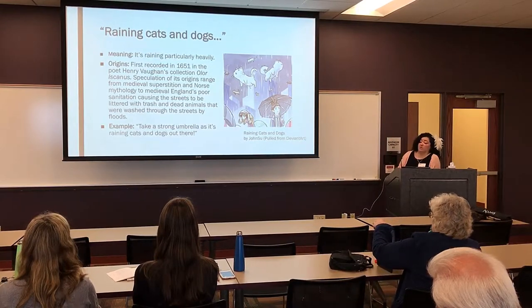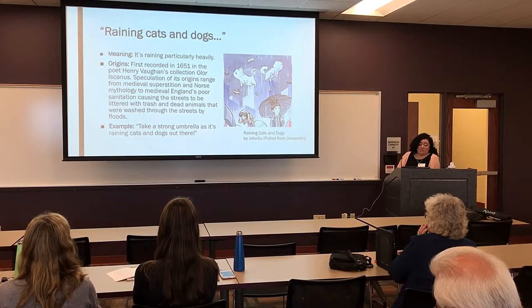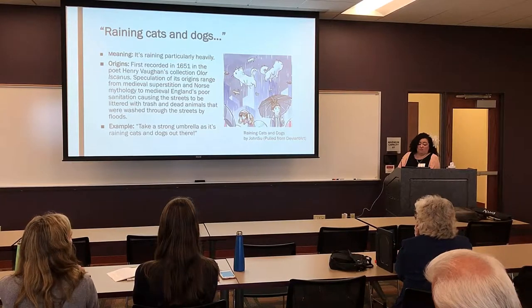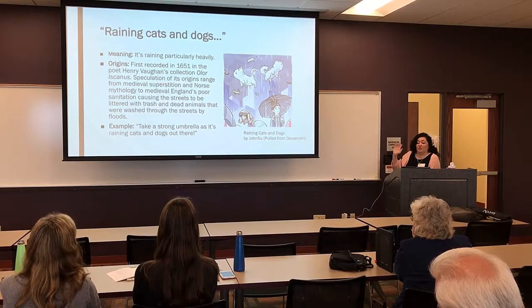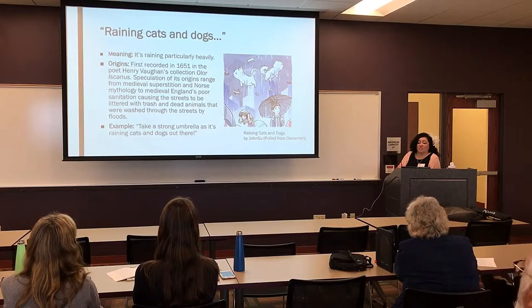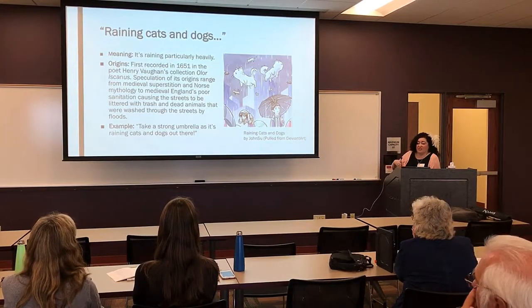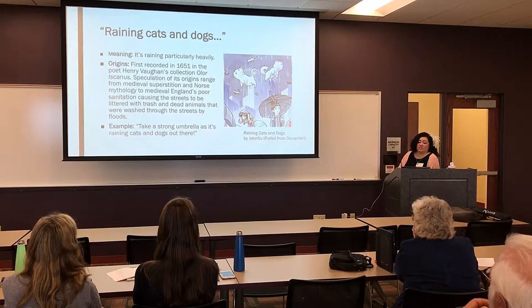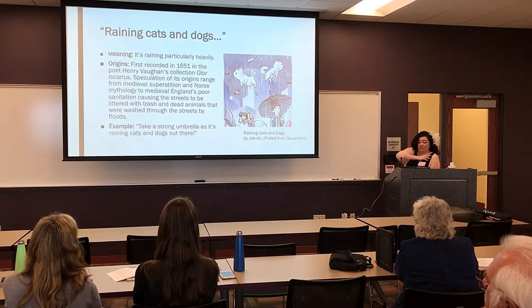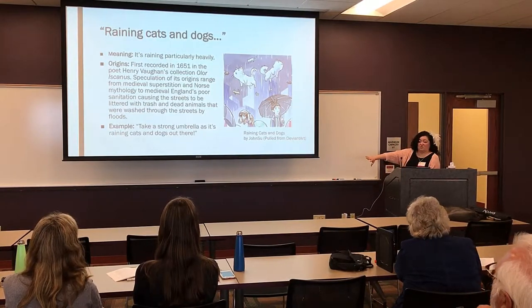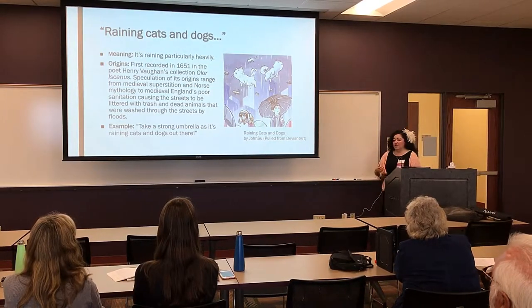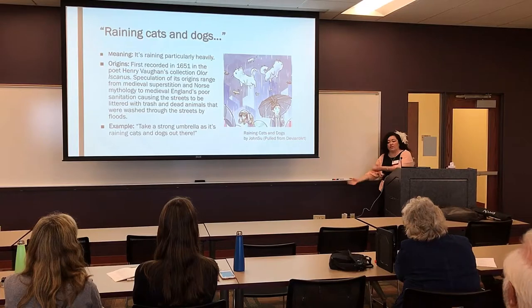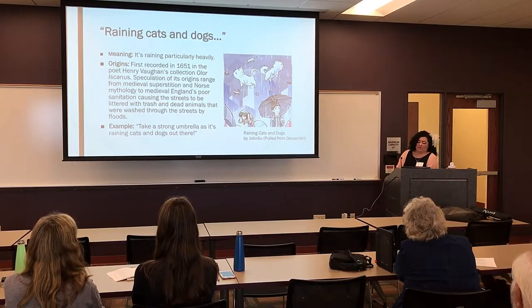Where we think it comes from is old medieval superstition and mythology, and also a little bit to do with when medieval England had really bad hygiene and the streets were filled with trash, and animals would die and just litter the streets, and then it would rain real hard, and the floodwaters would come through and wash the dead animal carcasses, and you'd go back out and look at all those dead cats. It must have rained really hard for dead cats to rain out of the sky. So that's where I think that comes from.